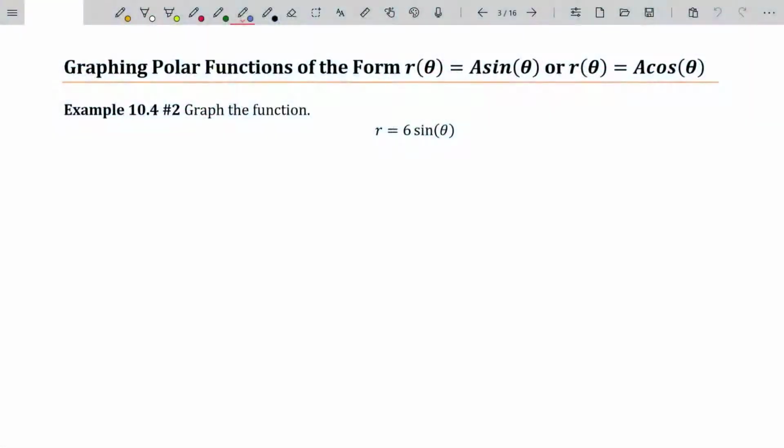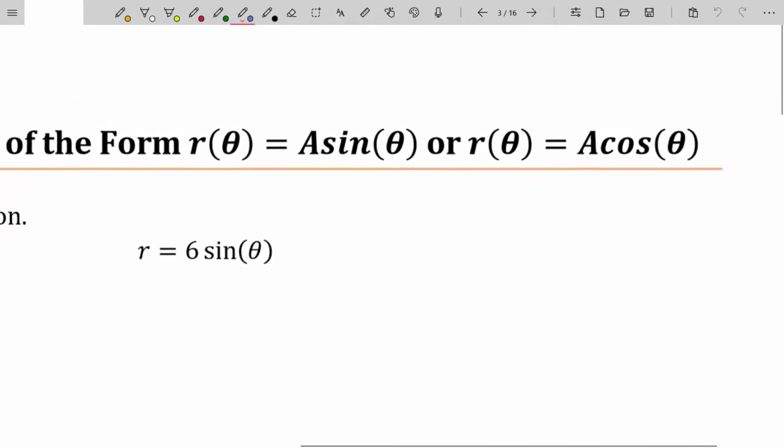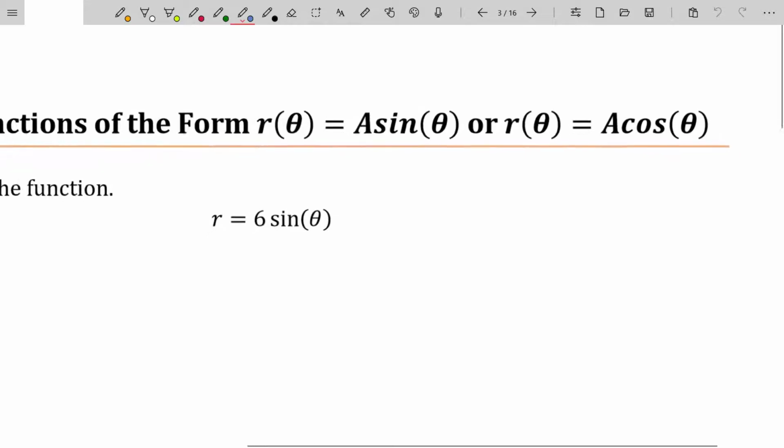Hello, my name is Roy Simpson, professor of mathematics at Cosumnes River College in Sacramento, California. This is a second video on graphs of polar equations. In this video, we're going to graph polar functions of the form r of theta is equal to some number times the sine of theta or some constant times the cosine of theta.